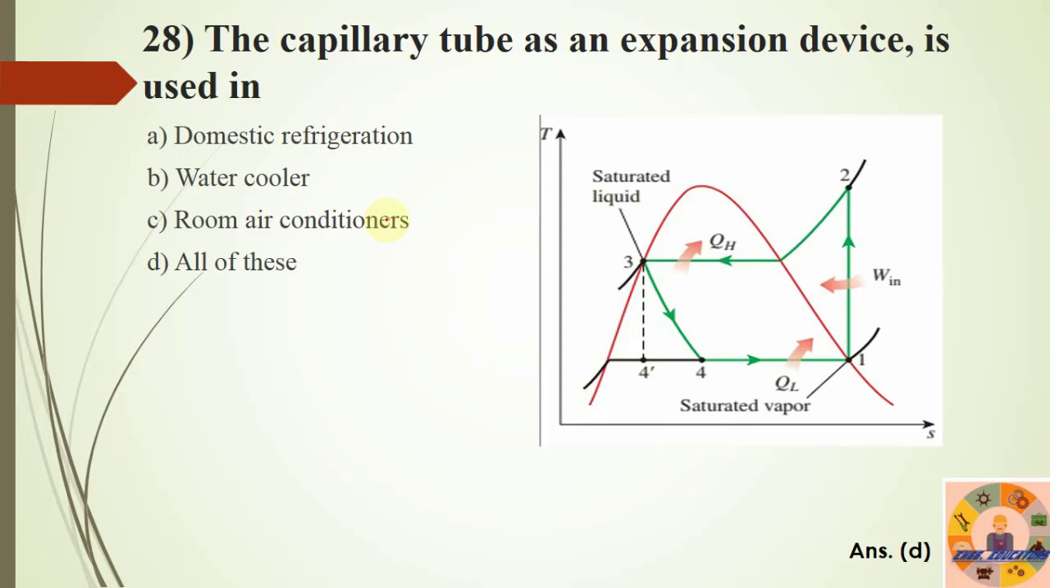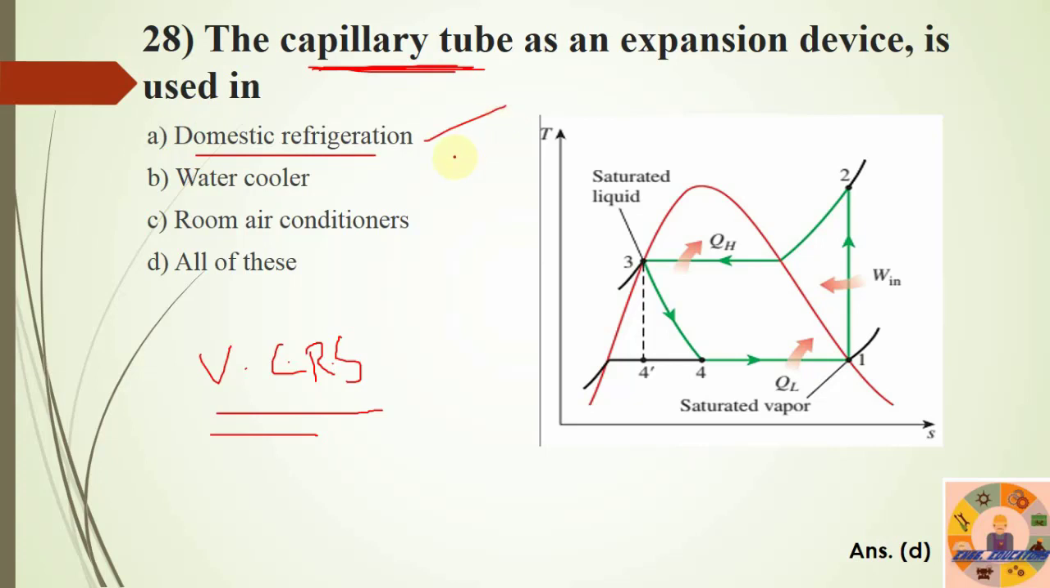The next question is, the capillary tube as an expansion device is used in domestic refrigeration, water cooler, room air conditioner, or all of these. We know the capillary tube is a throttling device used in the vapor compression refrigeration system, the VCRS cycle, and it is an isenthalpic process. In every VCRS system the capillary tube is present, and in domestic refrigeration you use the VCRS system, in water cooler also, and in the room air conditioner also. So the right option of this question will be option D, all of these.